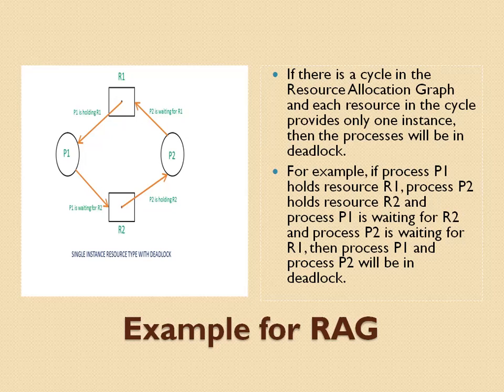You can see the example here. Process P1 holds resource R1, and process P2 holds resource R2, and process P1 is waiting for R2, and process P2 is waiting for R1. Therefore, P1 and P2 will be in a deadlock situation. P1 and P2 are the two processes requesting R1 and R2, the resources. This is a single instance resource type in a deadlock situation.